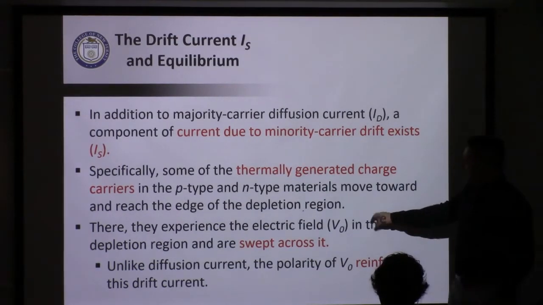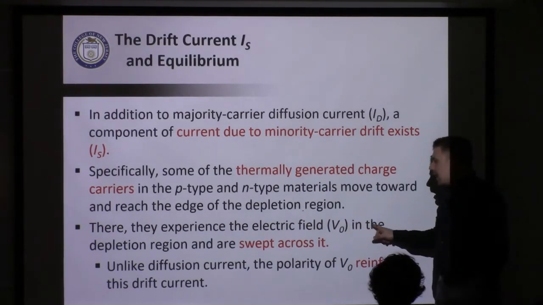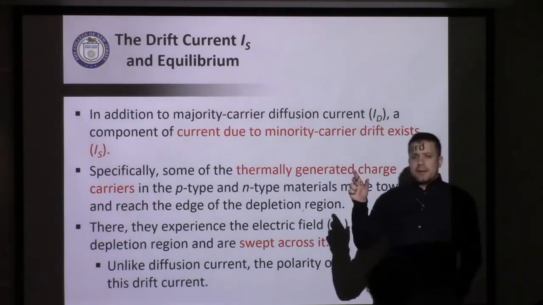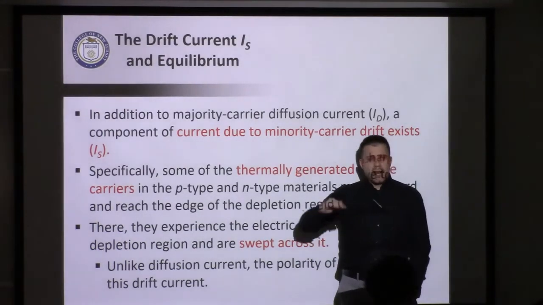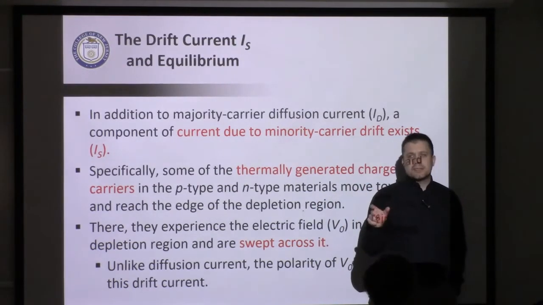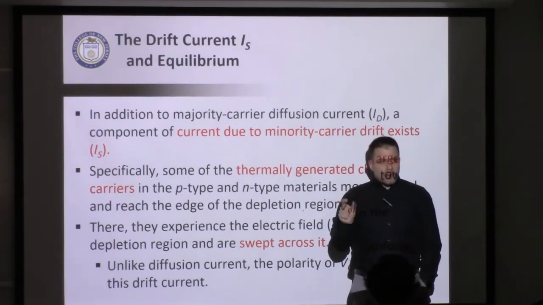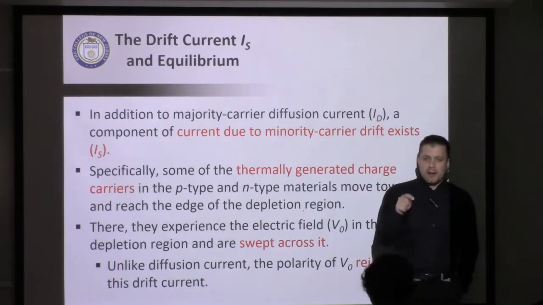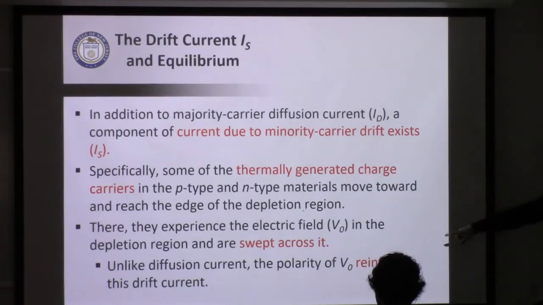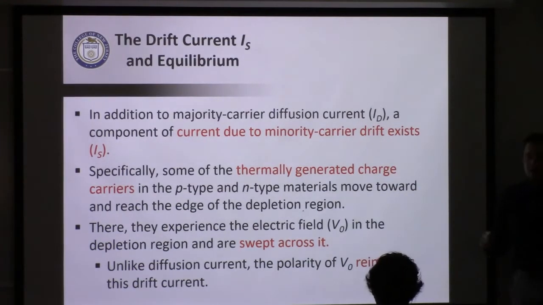Once they reach the edge of the depletion region, the built-in voltage, or the barrier voltage, causes them to be swept across to the other side. Now this is the reason why the length of the IS arrow doesn't change as V0 gets larger and larger. There's no resistance or very, very minimal resistance in the depletion region to the flow of the minority charge carriers. So any really small built-in voltage is enough to sweep them over to the other side. Unlike diffusion current, the polarity of V0 reinforces the drift current of the minority charge carriers.